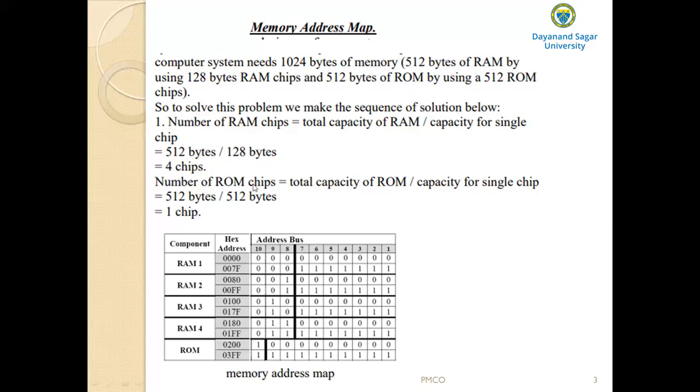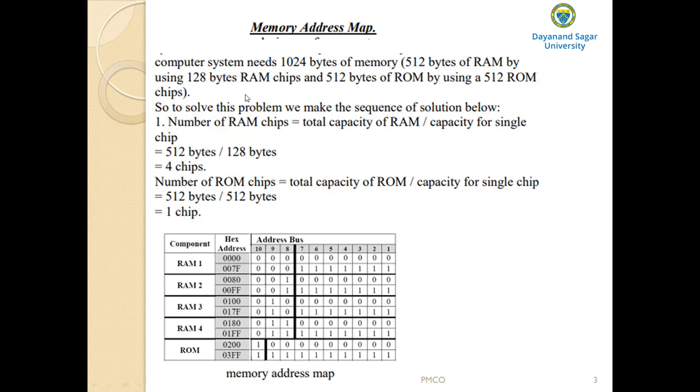And how many RAM chips are given? The total capacity of RAM needed is 512 bytes, so 512 divided by the capacity for a single RAM chip, which is 512 bytes. So 512 bytes by 512 bytes is how many chips? One chip.